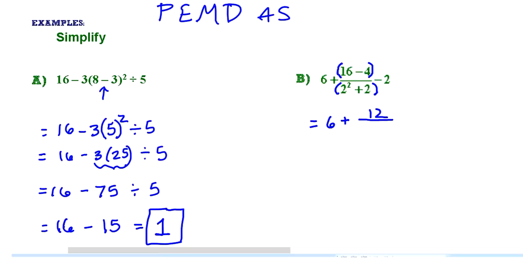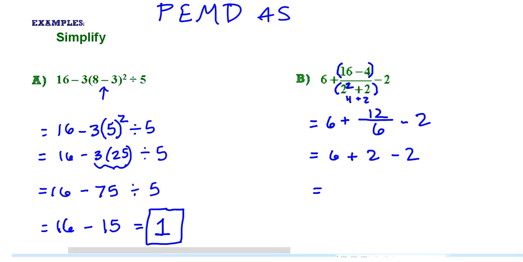Now, in this denominator, I have to apply the square to the 2 first, right? So that has to go first. So we'll have 4 plus 2, or a 6 in my denominator. Okay, so let's bring down that subtract 2. Now, before we go outward, we need to simplify the fraction 12 over 6. So that's 2. 6 plus 2 minus 2.